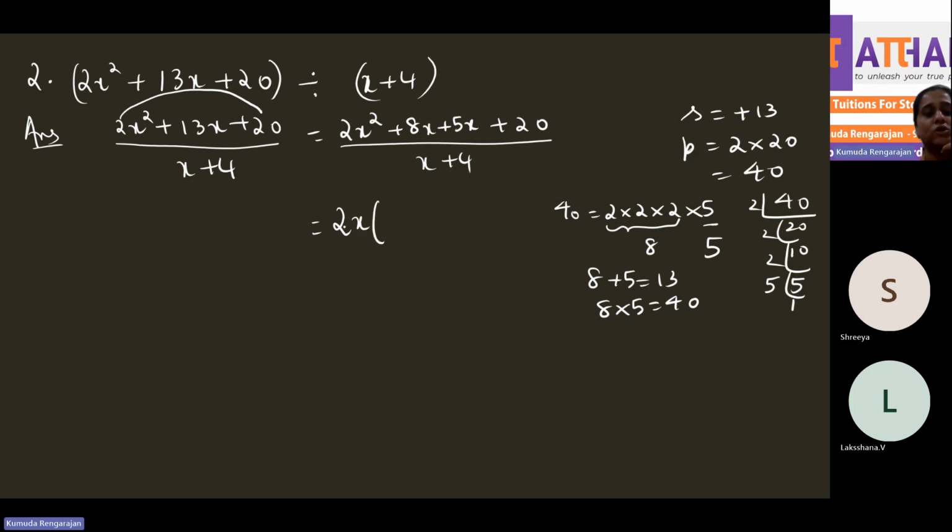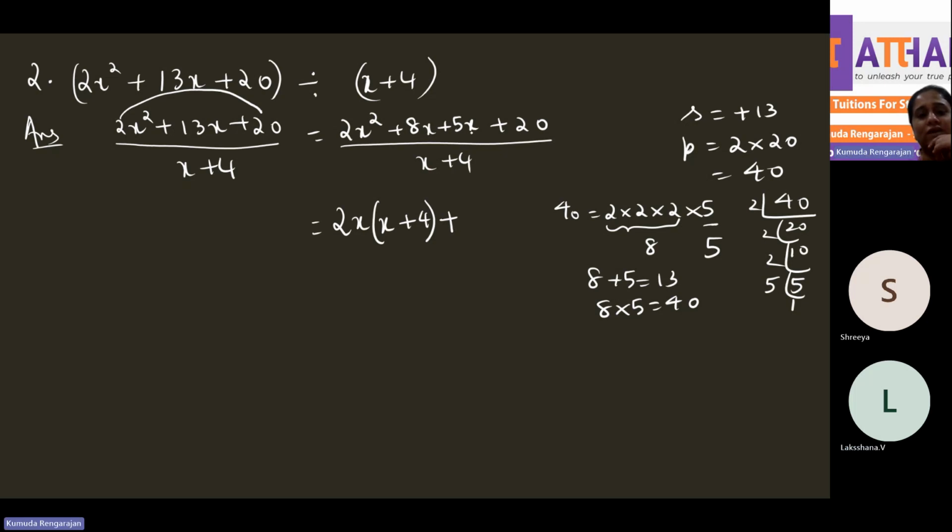Okay, so now 2x into what will give you the first term 2x squared? X. Now 2x into what will give you the second term plus 8x? Plus 4. Now after 8x, what is the sign? Plus. Put that as it is. 2x squared plus 8x. We are done till there. Now after that, the sign is plus. Put the sign down as it is.